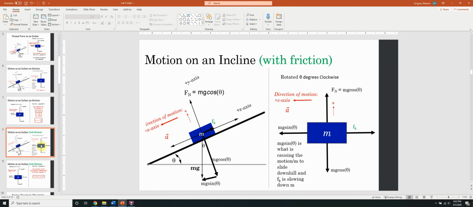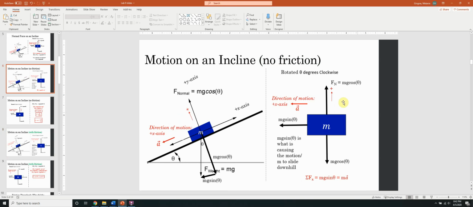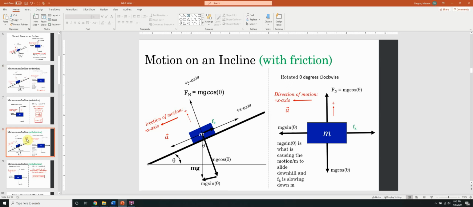Now, I don't really want to spend too much time on motion on an incline with friction because the pre-lab practice problems are going to be without friction, but I just thought it would be good to introduce it because you probably will see it in your homework problems, and so it's not bad to see it another time. So you can see everything is pretty much the same as it was on the previous slide. The only thing that's different now is that there is friction, right? You can see we have our friction forces back.